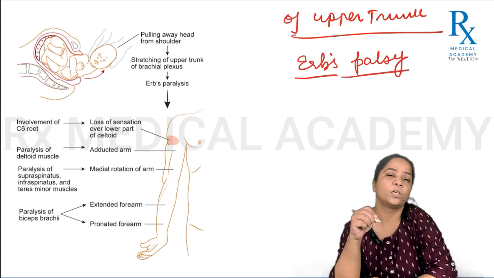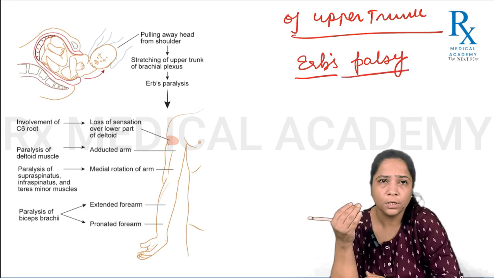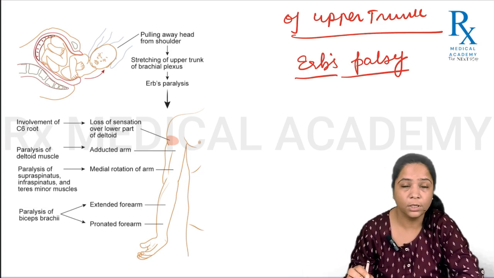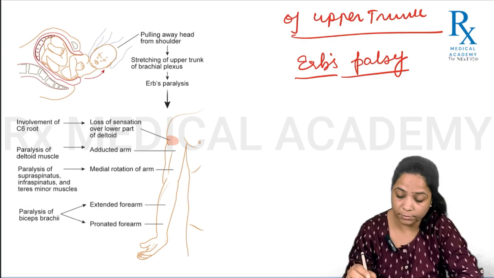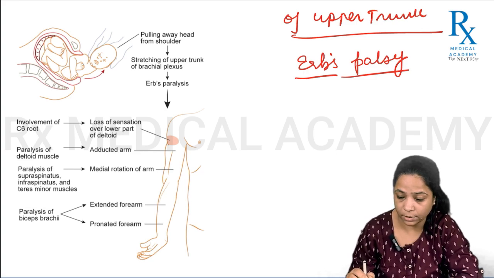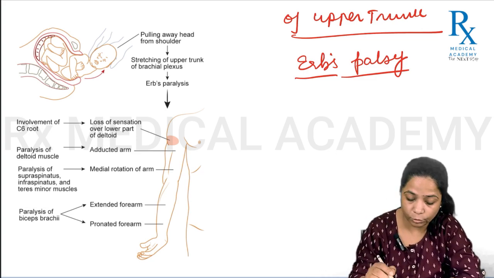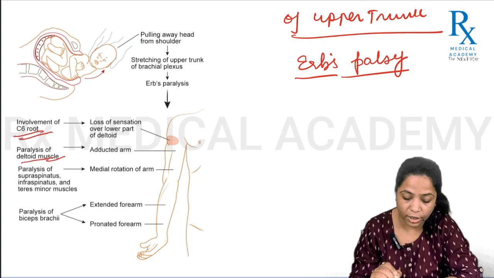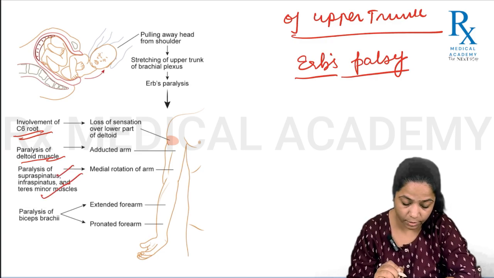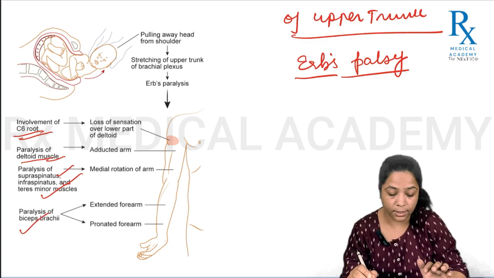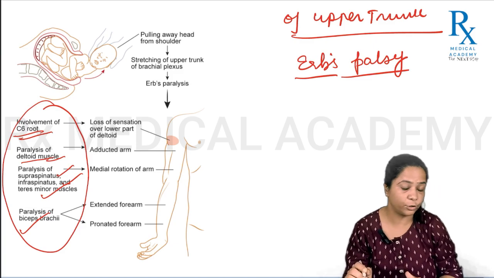So the signs and symptoms arise according to the nerve damage. Which muscle is not working, accordingly the signs and symptoms of that particular nerve appear. But in case of Erb's palsy, if the upper trunk is injured, you will find there is involvement of the C6 root, paralysis of the deltoid muscle, paralysis of supraspinatus, infraspinatus and teres minor muscle, and also paralysis of the biceps brachii. So let us understand how these muscles get involved in Erb's palsy.